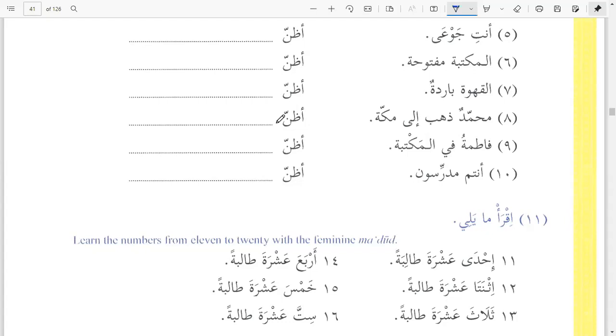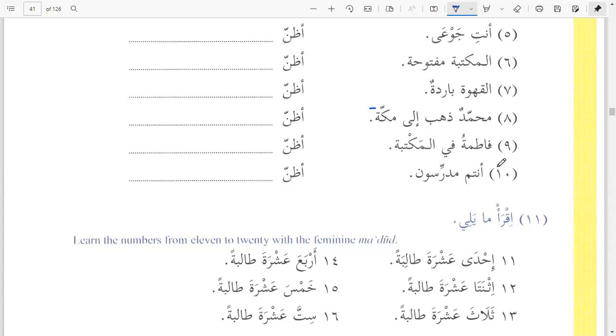Number eight, Muhammadun zahaba ila Makkata. Muhammad went to Makkah. Ila Makkata, mamnu minasarf, diptote. Adhunnu anna Muhammadan zahaba ila Makkata. I think Muhammad went to Makkah.